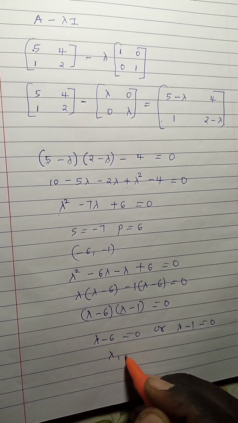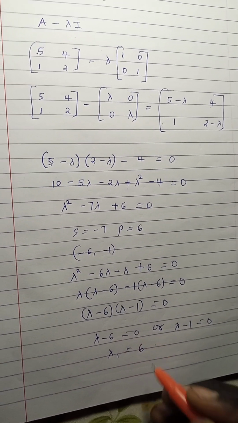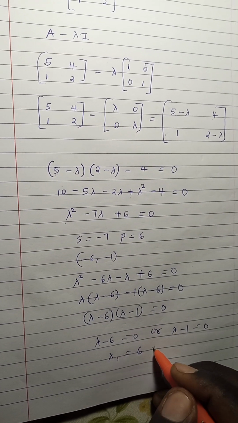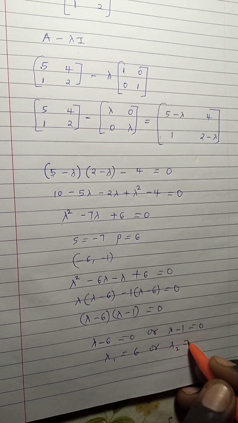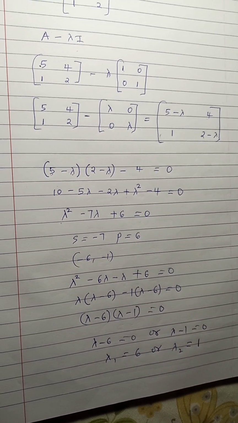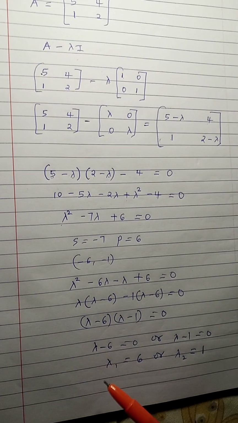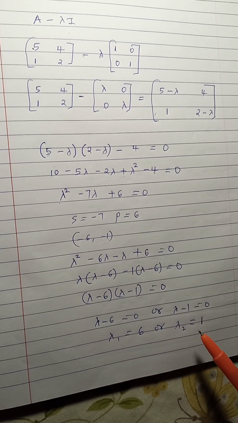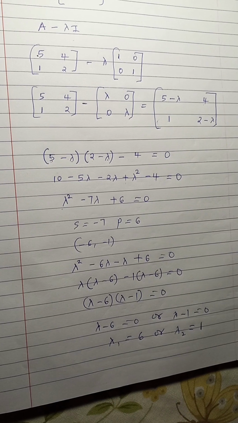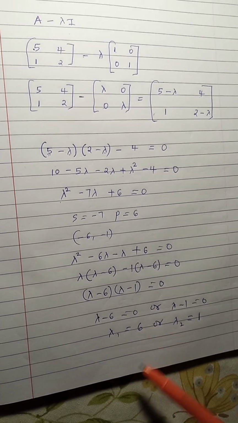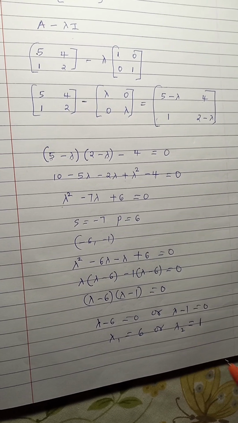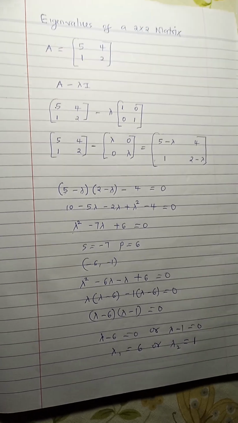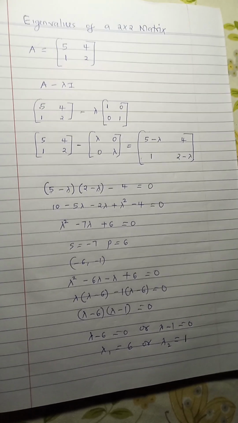Therefore, our first eigenvalue can either be 6 or it can be 1, and our second eigenvalue can either be 1 or 6. So you can write lambda 1 can be 6 or lambda 1 can be 1. Or you can also write lambda 2 can be 6 or lambda 2 can be 1. So that is how you can find the eigenvalues of a 2 by 2 matrix.